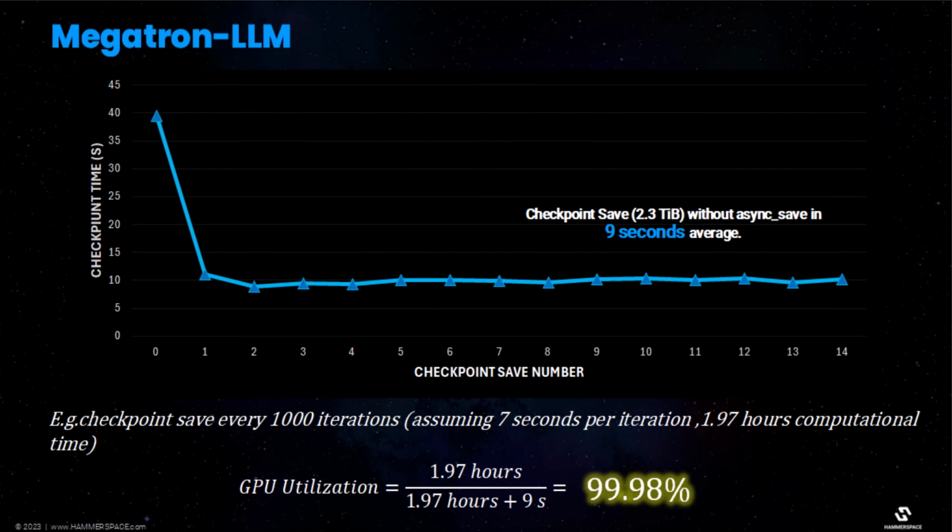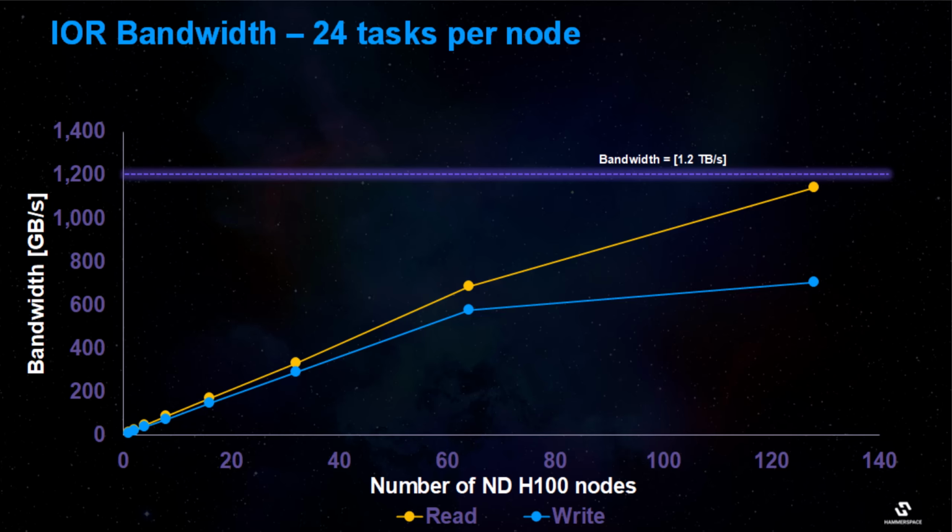Here is a Megatron result using GPU-based application servers running Tier 0. GPU utilization over the model run was 99.98%. Here is an IOR bandwidth test using H100 nodes, again, in a Tier 0 configuration. Read bandwidth reached 1.2 terabytes per second.